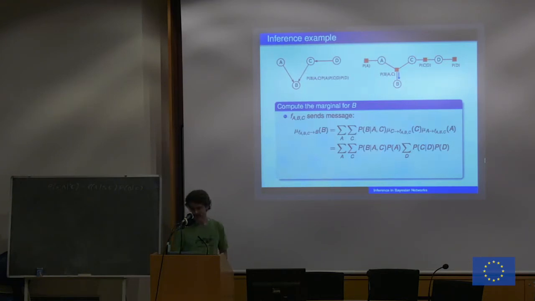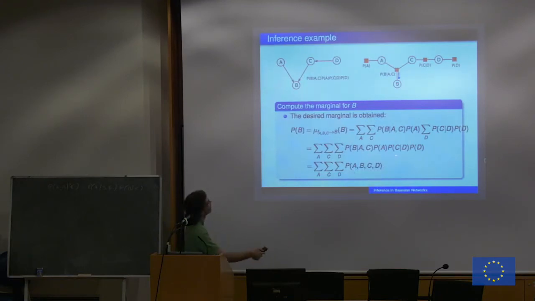And now, if I take the D out, I get sum over A, sum over C, sum over D, P(B given AC) times P(A) times P(C given D) times P(D). B given AC, A, C given D, D. This is the joint probability of the network. So you sum over A, C, and D the joint probability of the network. Which means A goes away, C goes away, D goes away, you get P(B).